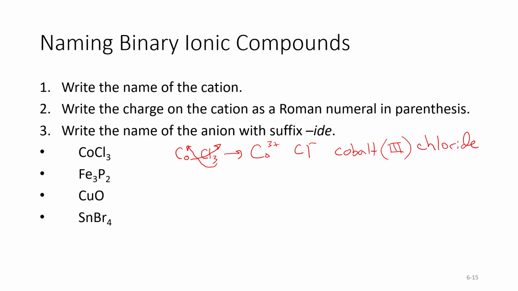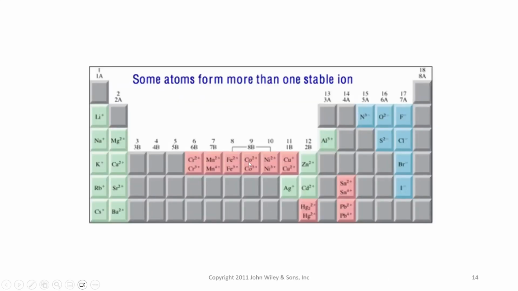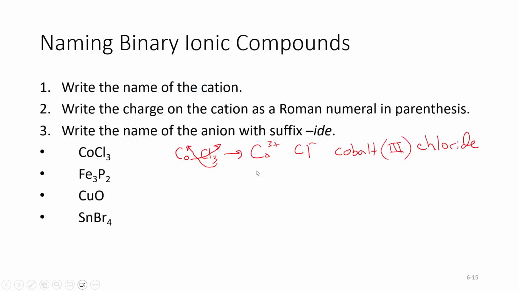We can't just name it the other way because we don't know what form of cobalt we're dealing with. Are we dealing with cobalt 2+ or cobalt 3+? In order to determine which one, we need to flip up the charges. So the 3 gets flipped up to the cobalt and the 1 gets flipped up to the chlorine. Chlorine in its ionic form is called chloride, with the IDE ending. And we indicated what form of cobalt it is by putting the Roman numeral in parentheses. The Roman numerals and prefixes that you'll need for this are on the first page of the chemistry aid sheet.